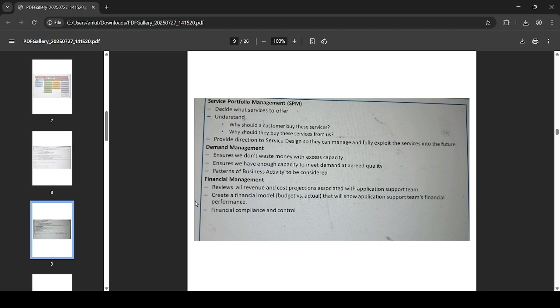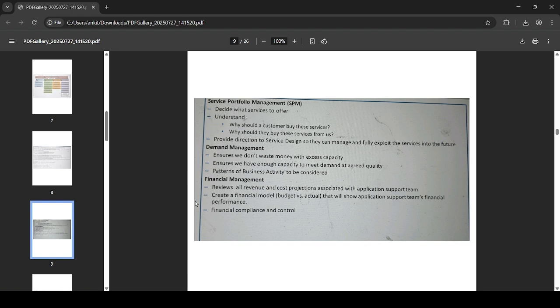So whenever we are going to perform any design or plan or execute any plan, first of all we have to make the strategy. We have to think from the customer perspective, that why should these customers buy these services. Next is demand management. We have to manage all of these things. Demand management ensures we don't waste money with excess capacity, and ensures we have enough capacity to meet the demand, with patterns of business activity to be considered.